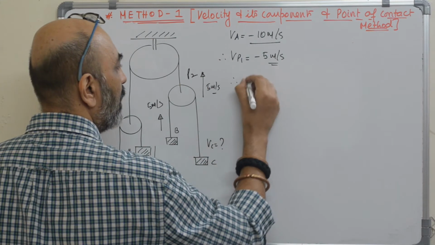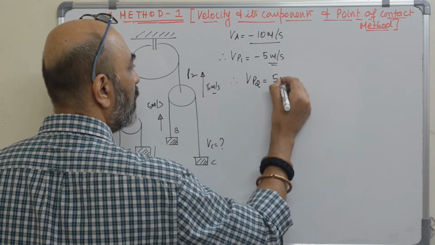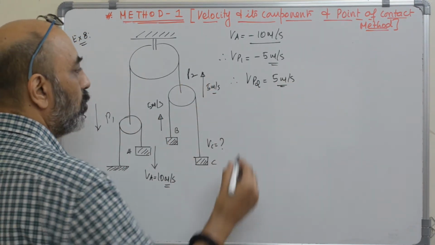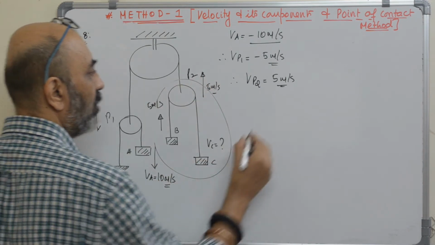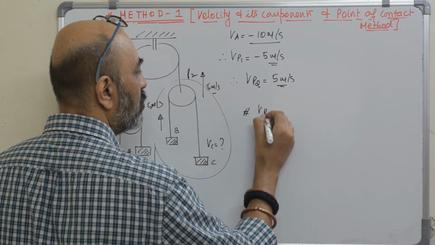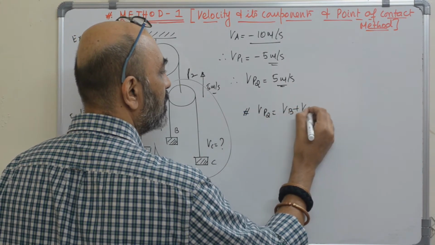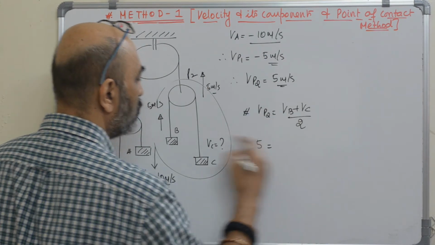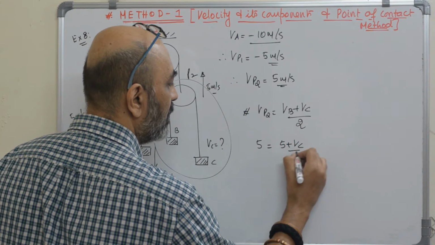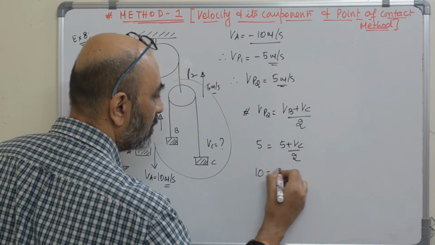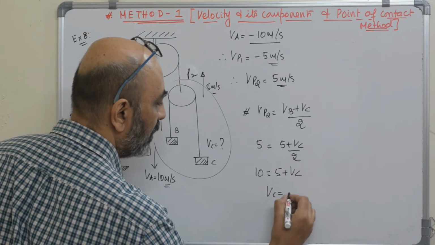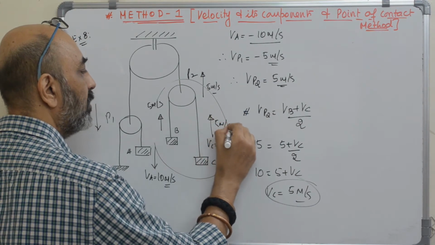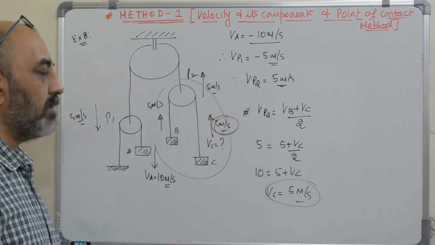So therefore we can write VP2 is going to be plus 5 meter per second. This was going down so negative, this is going up so it is positive. So now here, if we use the pulley formula, we can write Vp2 is (Vb plus Vc) by 2. Vp2 is 5. Vb, it is going up, so it is 5 plus Vc by 2. So we have 10 is 5 plus Vc, so we have Vc as 5 meter per second. So Vc is also going up with a speed of 5 meter per second.